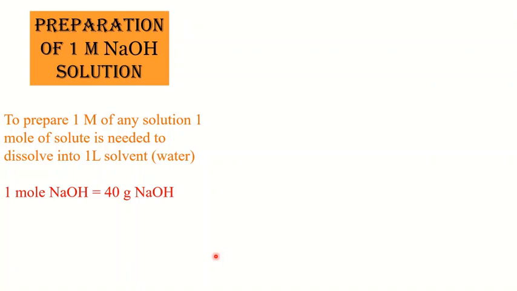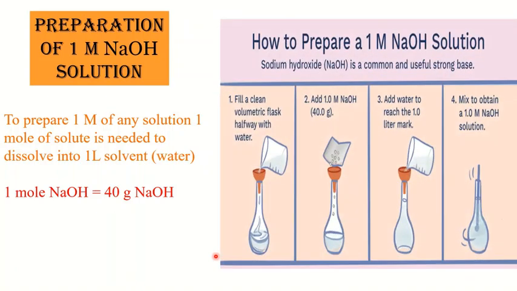1 mole sodium hydroxide means 40 gram sodium hydroxide. So at first 40 gram sodium hydroxide is measured. Then this 40 gram sodium hydroxide is added into a volumetric flask. Now add some water. At first you can add little amount of water, then sodium hydroxide can be added here. Now you will add the remaining water and mix the solution. It is 1 molar sodium hydroxide solution. In this way, 1 molar of any solution can be made.